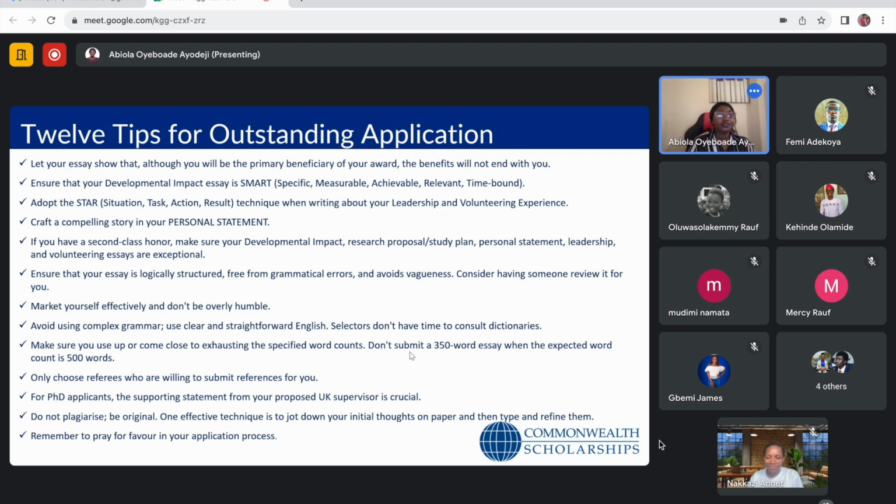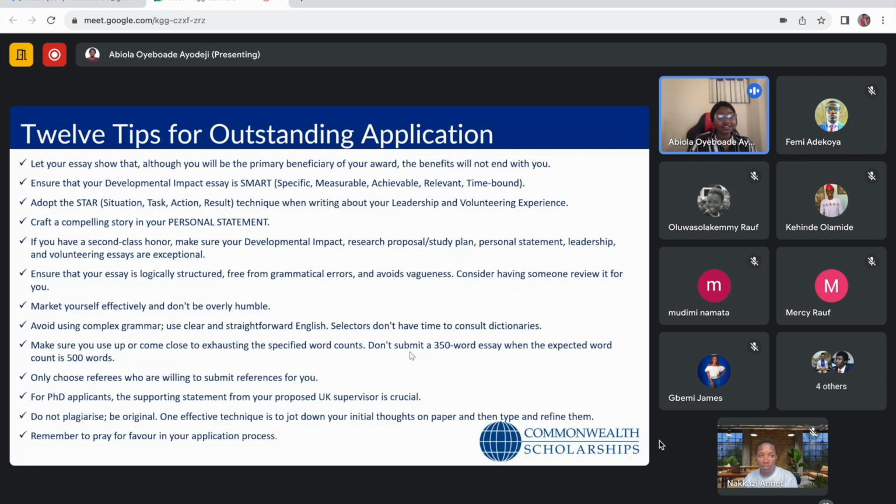Favor is really important when it comes to your application, because sometimes you see people whose application you feel is strong and they didn't get through, and there are some essays or applications where you think, no, this is average, and the person gets the scholarship. So you cannot underestimate the place of God's favor in your application.